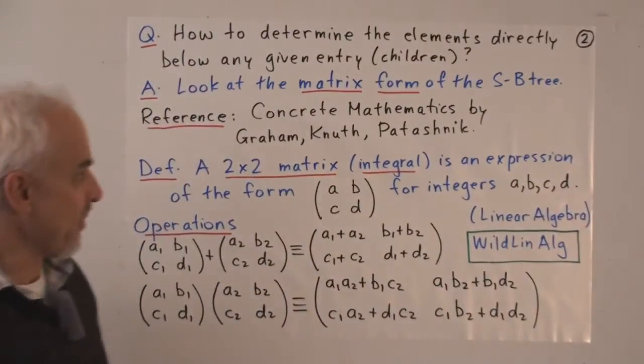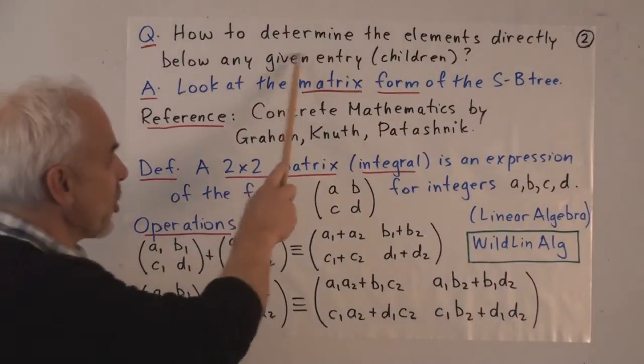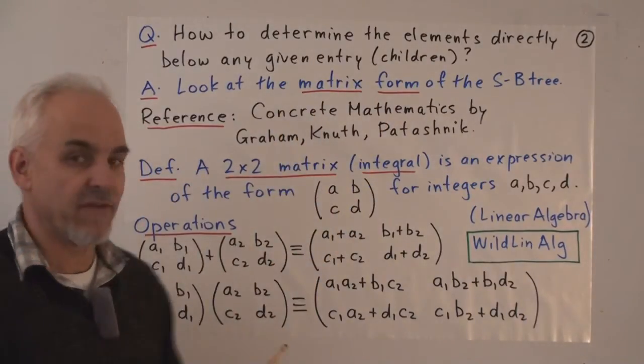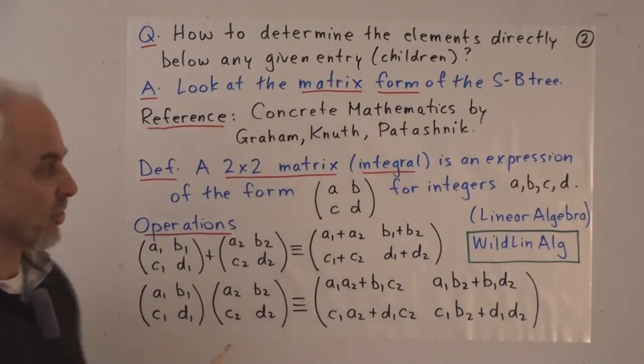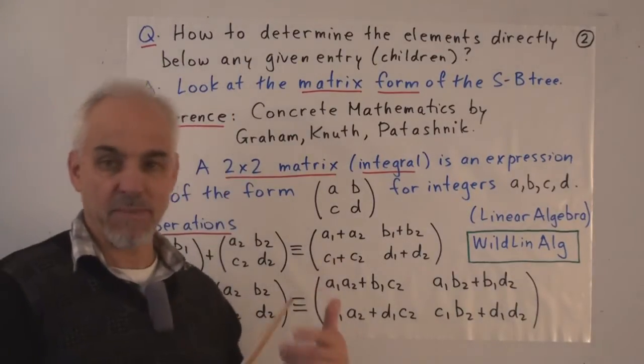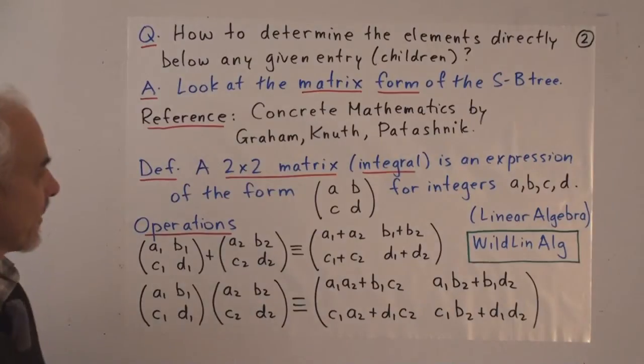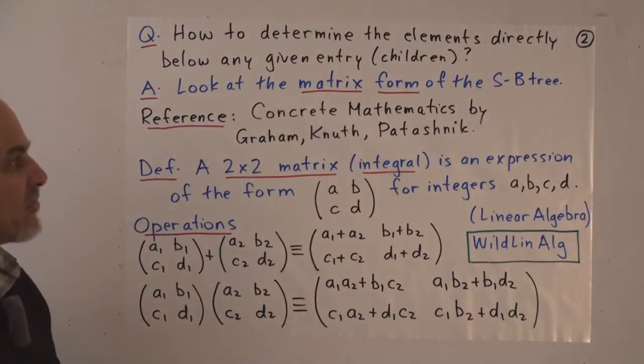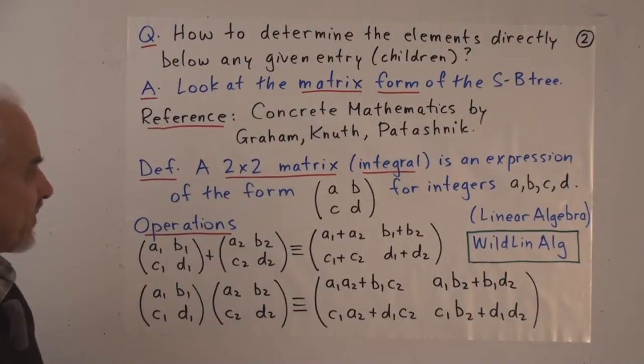So this is the question that we're interested in. How do we determine the elements directly below any given entry of the Stern-Brocot tree? We can call the two elements below a given entry, maybe, its children. And the answer is we're going to look at the matrix form of the Stern-Brocot tree.